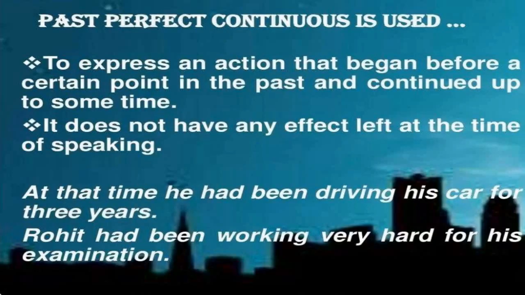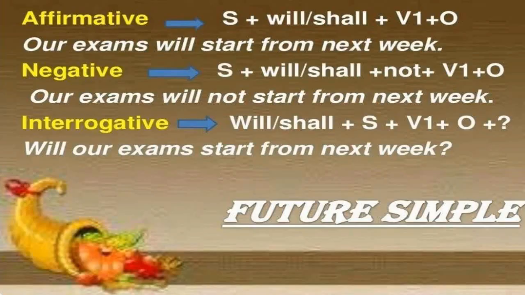Past perfect continuous is used to express an action that began before a certain point in the past and continued up to some time. It does not have any effect left at the time of speaking. At the time, he had been driving his car for 3 years. Rohit had been working very hard for his examinations. So hopefully you understood it. Let's move on to the next point, which is future tense. So future simple, what does it say? It is the last tense for today, which contains four divisions: future indefinite, future continuous, future perfect, then future perfect continuous. So you can say we are heading towards concluding today's lecture.